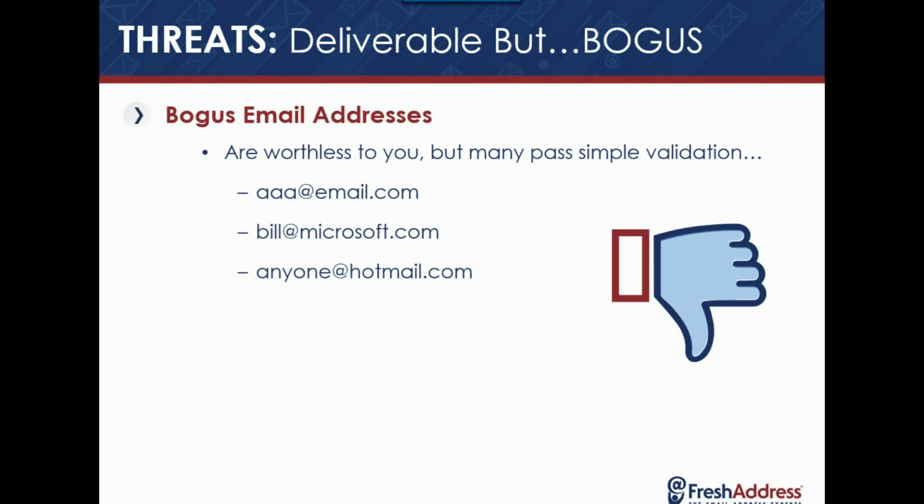So let's go to the next category. We have deliverable but bogus. Most of these email addresses are going to be worthless to you, but they may pass simple validation. Something like AAA@email.com or bill@microsoft.com. You've probably seen many of these. I myself, within the past month, received one from Amazon, or at least it looks like it was from Amazon. It has the logo, it said your credit card information changed, or your email address is updated. Click here to address it or to do whatever you need to do, a call to action. But if you actually look at the email address, it has Amazon in it, but it also has a bunch of letters and numbers.